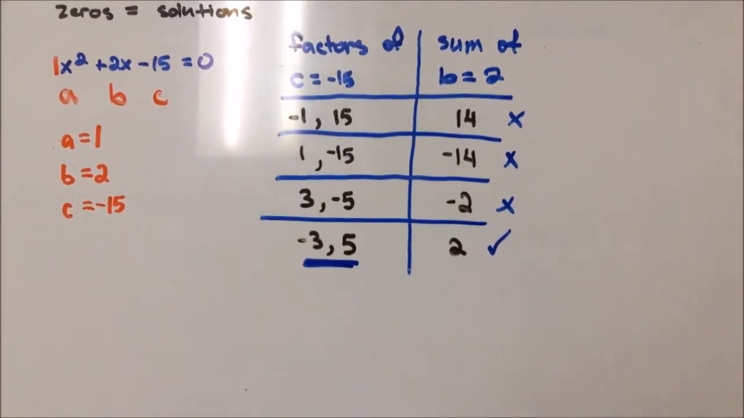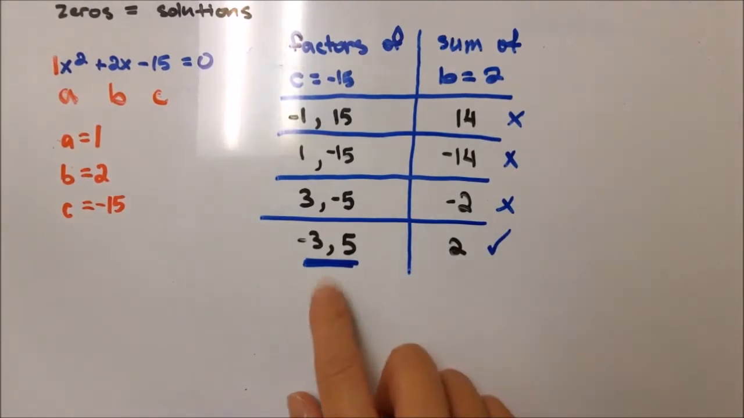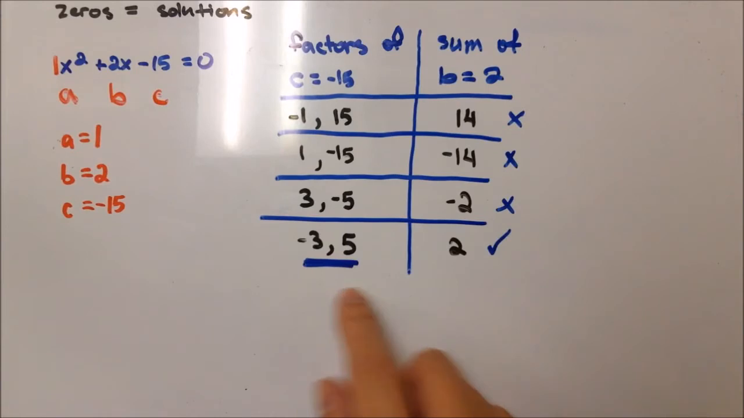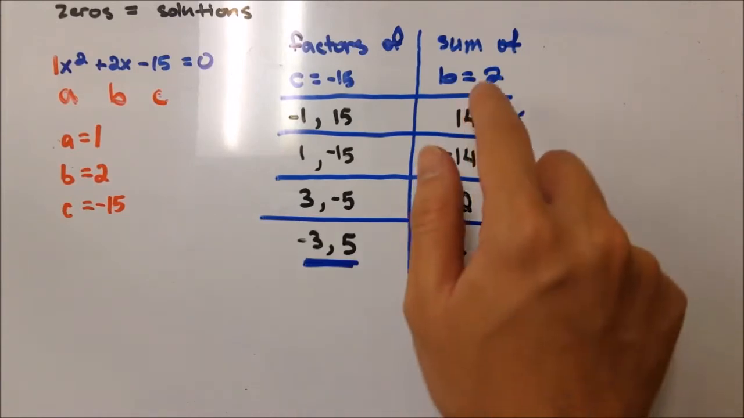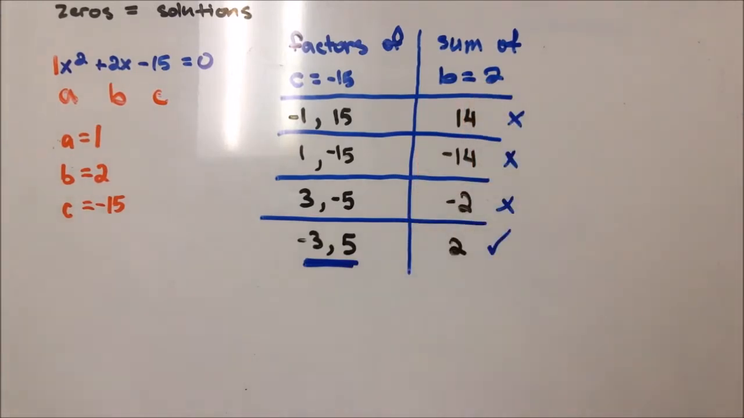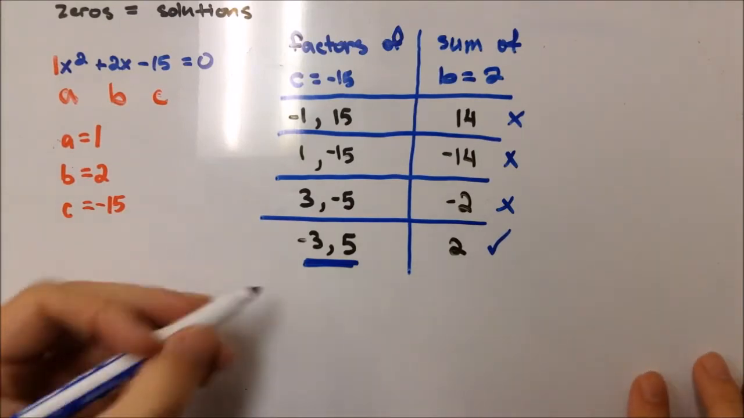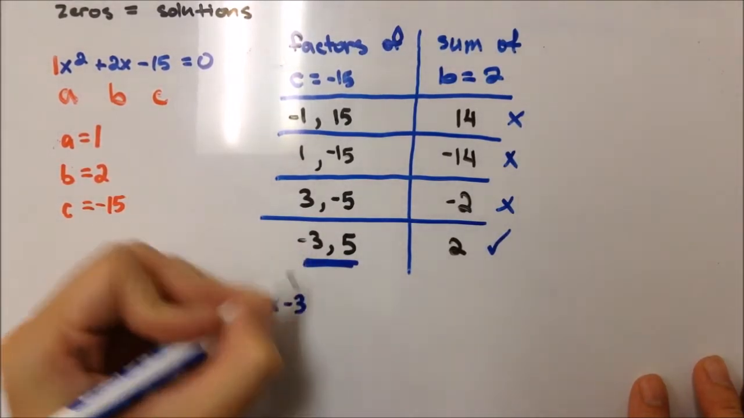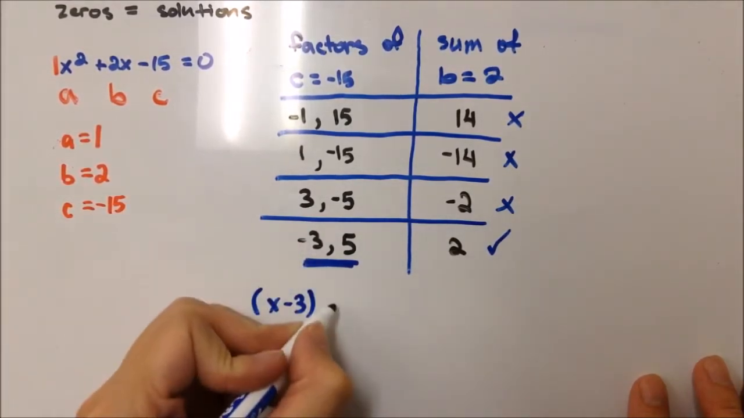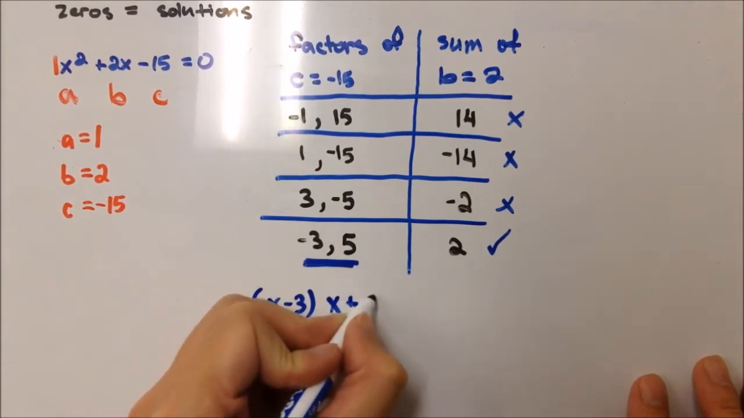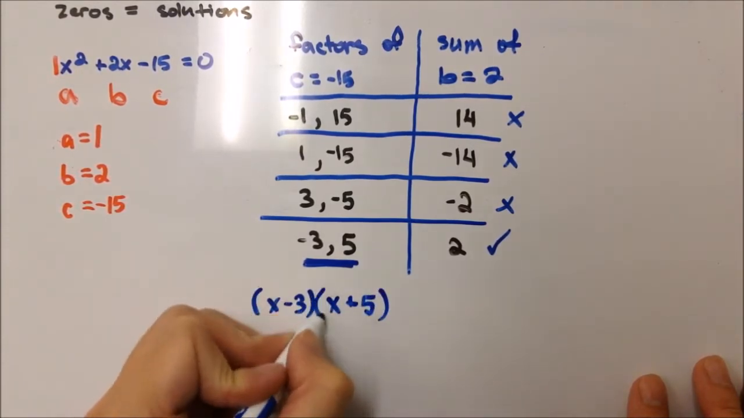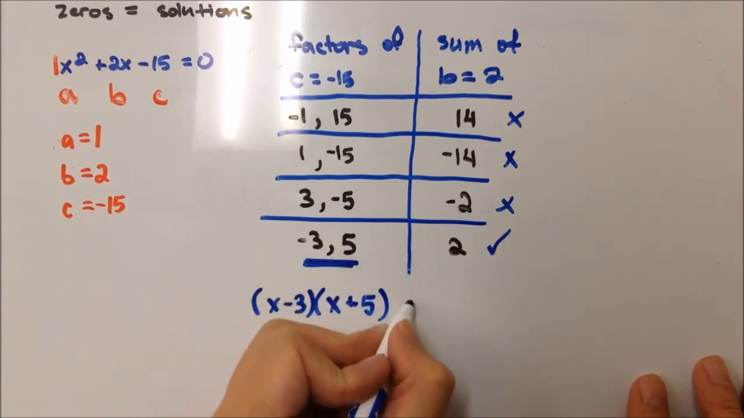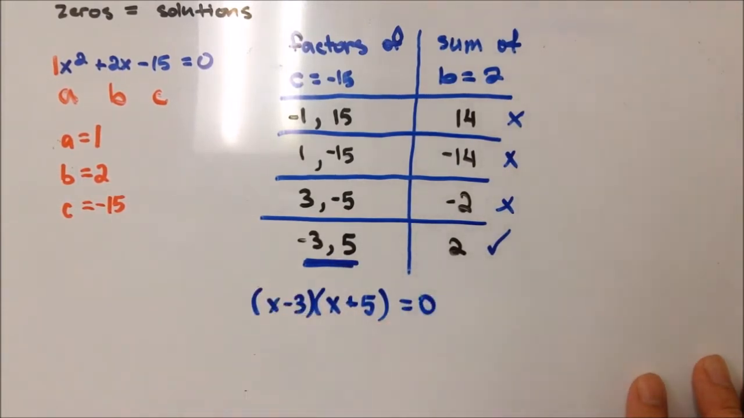So, once we identify that this pair of factors is what we're going to use because its sum matches with the B value, first we're going to put it in factor form. I'm going to write x minus 3 because it's negative, and I'm going to write x plus 5. The reason it's plus 5 is because it's positive, equal to 0.